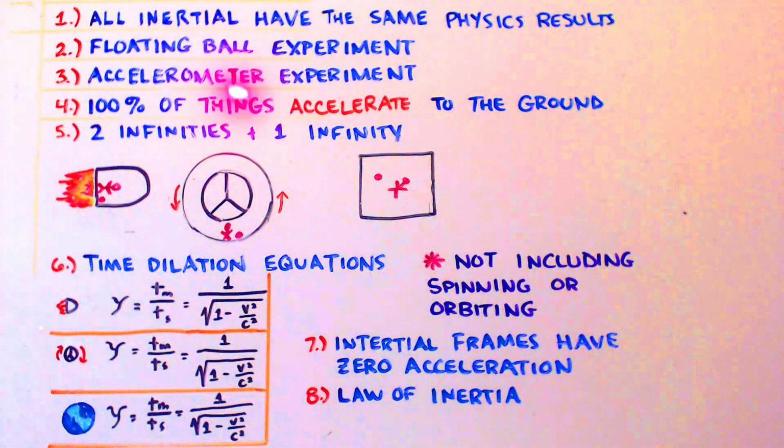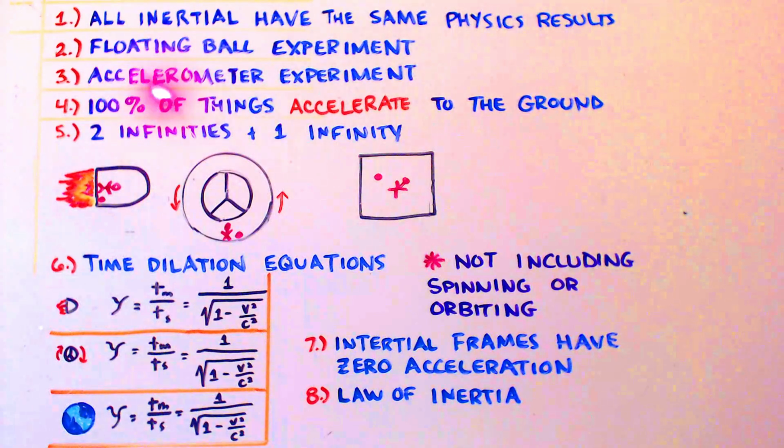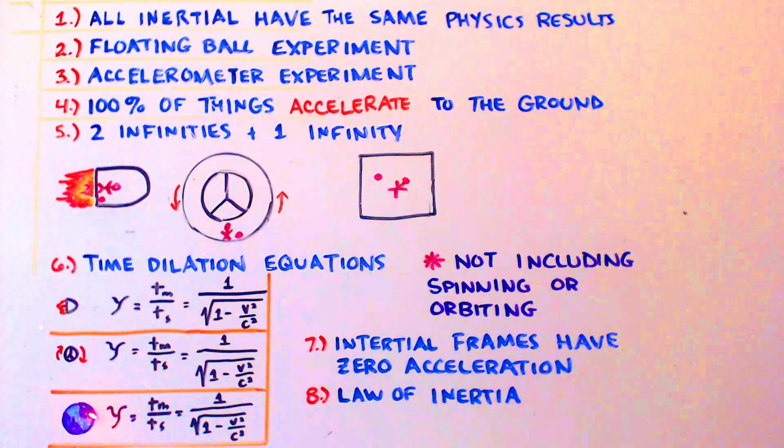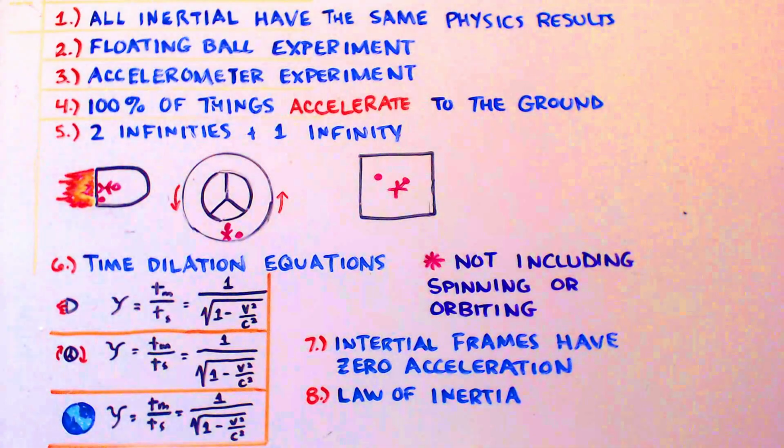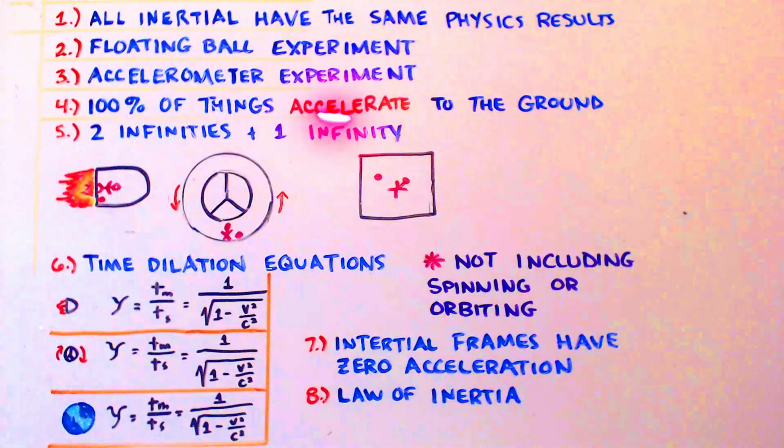What about the accelerometer experiment? When you have an accelerometer and you drop it on Earth, the accelerometer, while it's falling, says it's in free fall. There is no acceleration. If you take an accelerometer and you put it on the surface of Earth, the accelerometer will tell you you are accelerating at 9.8 meters per second squared. Reason 4, 100% of the things on Earth accelerate to the ground. If they all accelerate to the ground, then you're in an accelerated frame of reference.